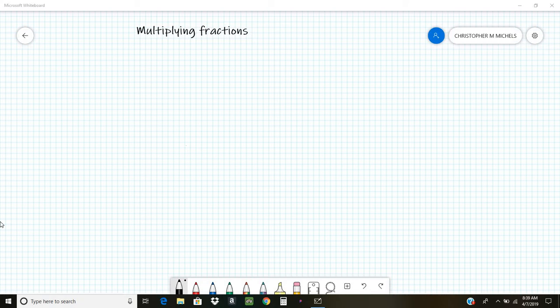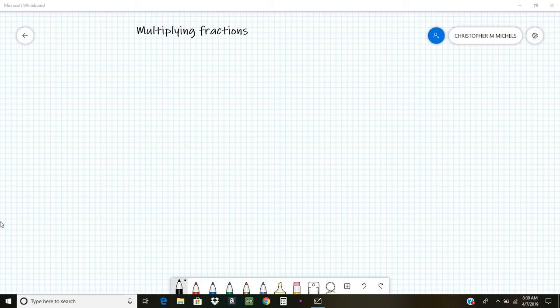Okay, let's talk about multiplying fractions. So when you're multiplying fractions, there's a couple things you need to know right off the bat, because when all of the operations are going on at once, people tend to get the rules confused. Okay, so the most important thing when you're multiplying fractions to remember is you do not need a common denominator.